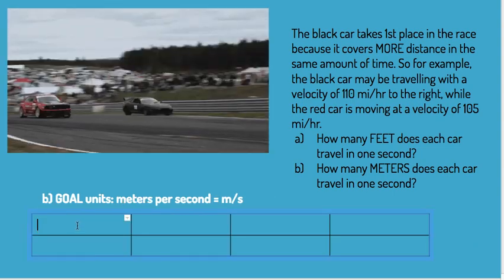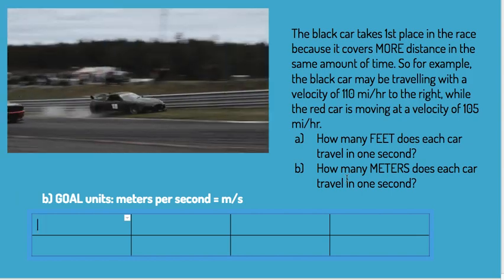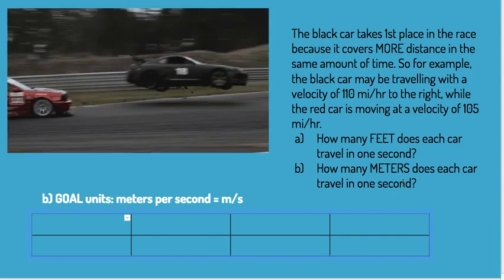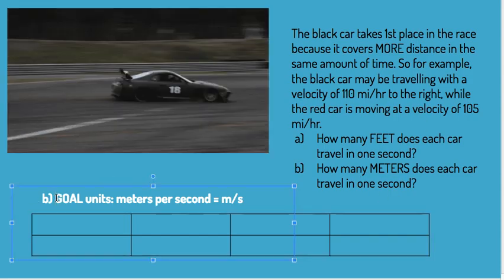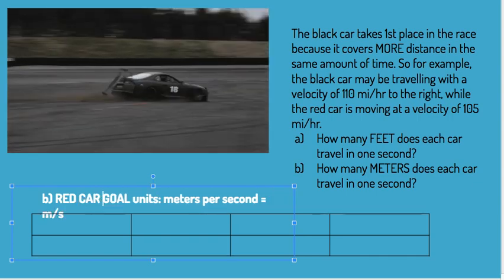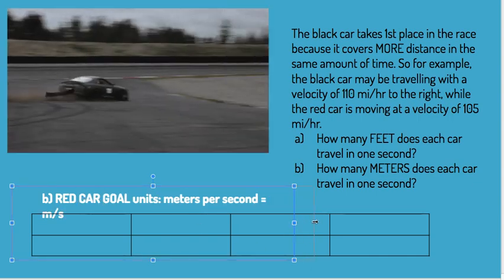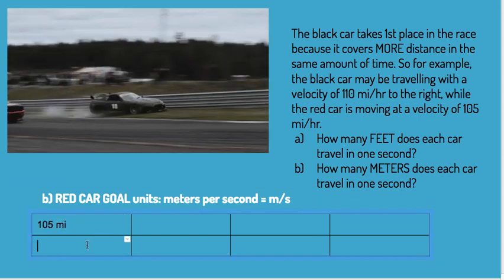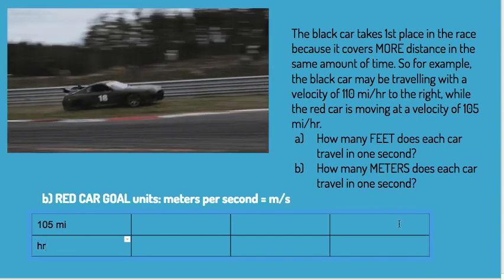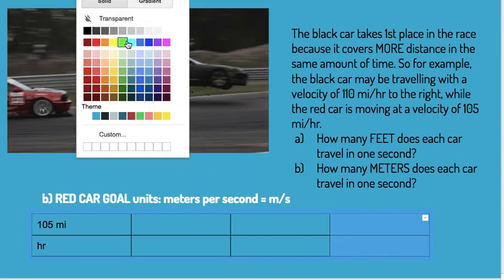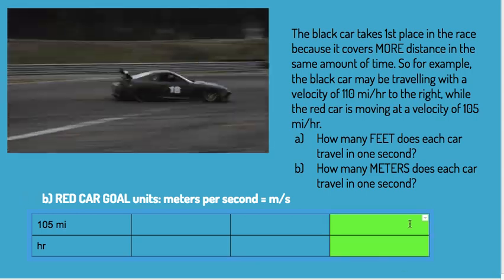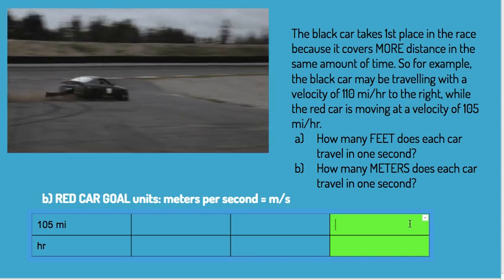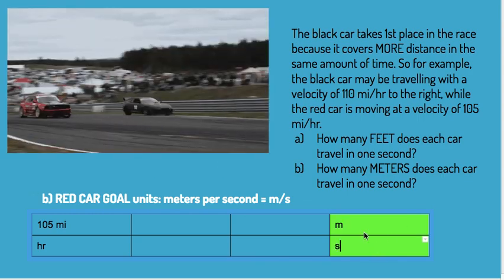Okay, so for meters per second, let's just convert the red car's velocity from miles per hour straight to meters per second. So we have a different example. The red car is covering less distance in the same amount of time, and we're trying to get 105 miles per hour into our goal of SI units. So again, velocity is distance over time, so we use the SI unit of distance, which is meters, and the SI unit of time, which is seconds.